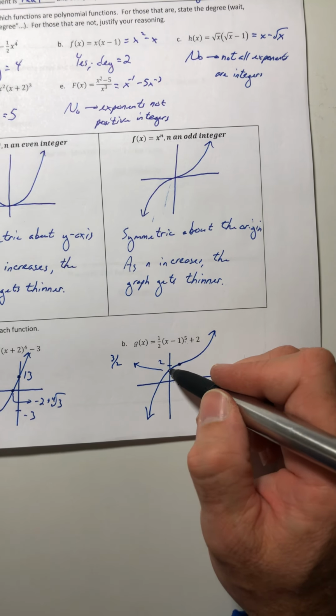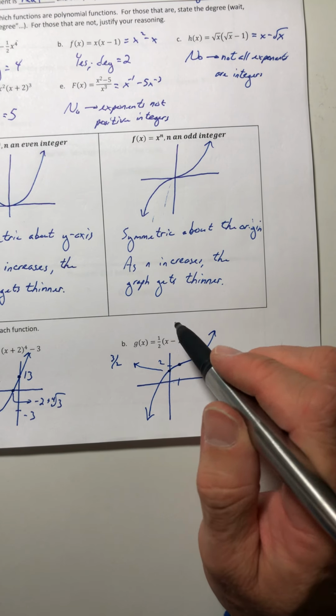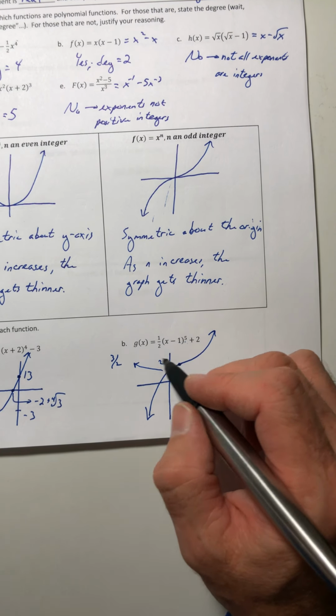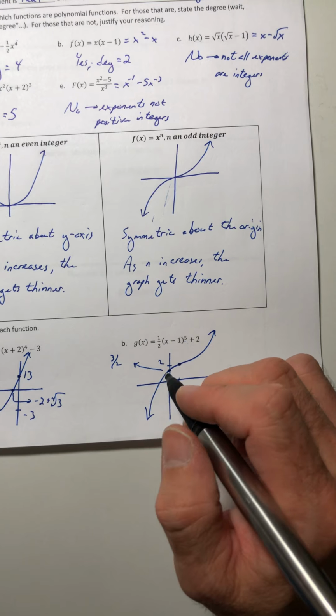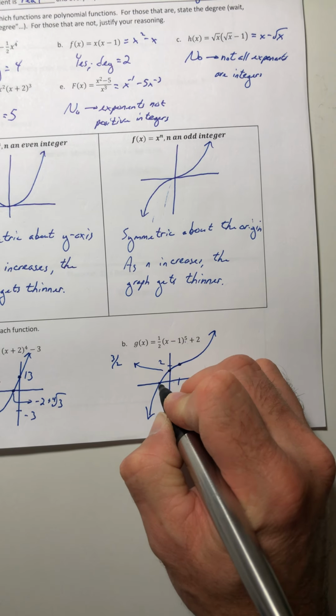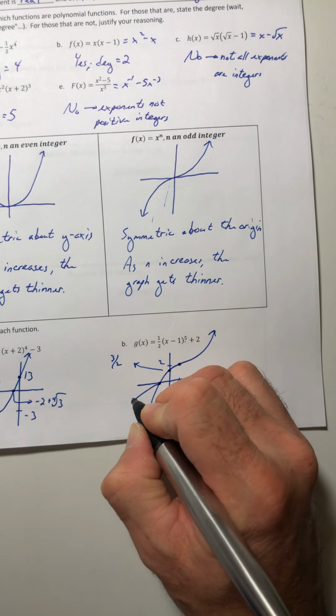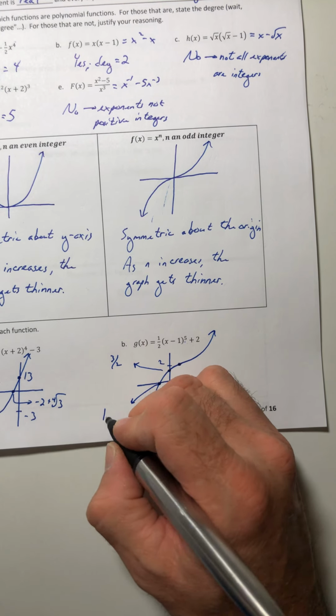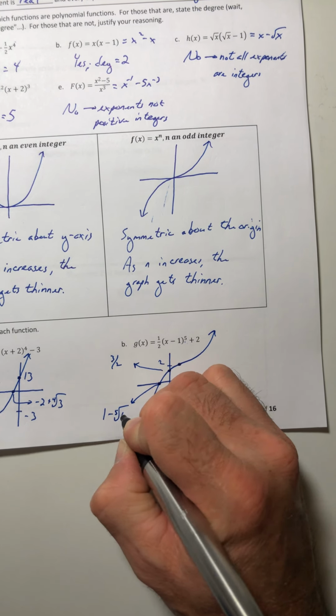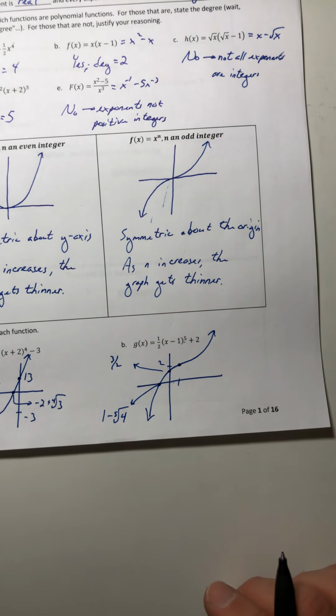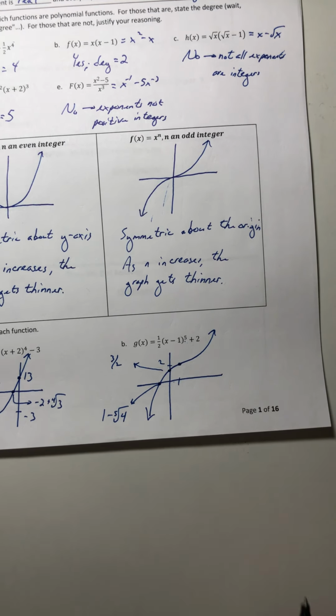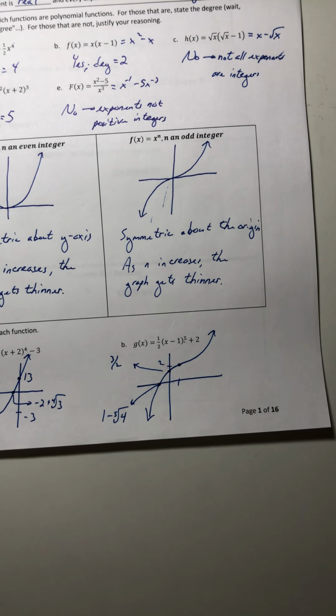Okay, so that y-intercept is 3 over 2. If you set this equation equal to 0 and solve for x, that'll give you your x-intercept of 1 minus the 5th root of 4. All right, I'll stop the video here, and then we'll pick up in the next one and start talking about zeros and degrees and multiplicity and that sort of stuff.